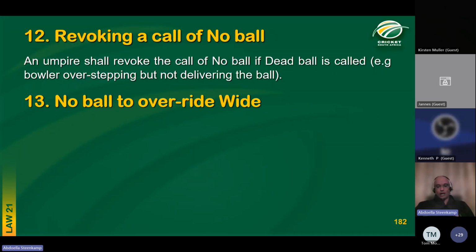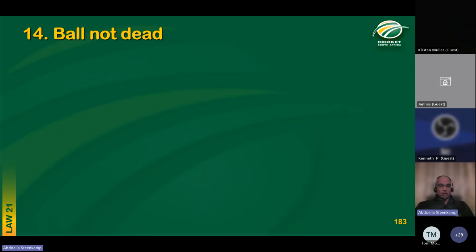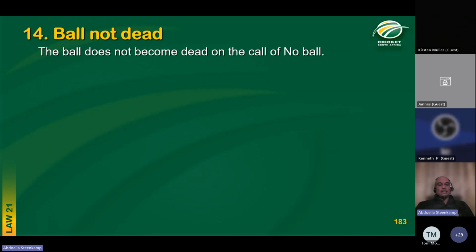So which one do you take? Do you signal a no ball and a wide to the scorers? No, you don't. No ball overrides the call of wide. So you will only signal the no ball to the scorers and wait for them to acknowledge. Ball is not dead upon the call of no ball.